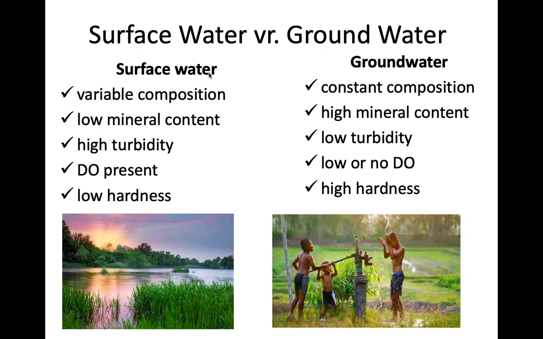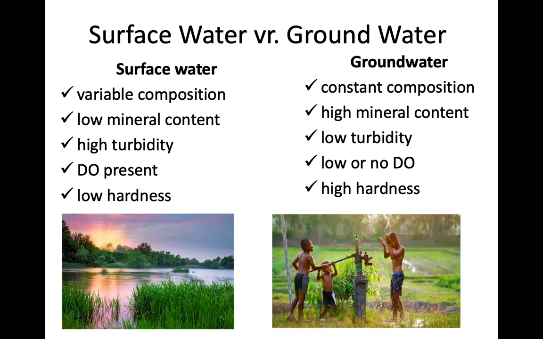In terms of comparison, we say surface water has a composition that is very variable, probably because it is on the surface of the earth, whereas groundwater has a constant composition. Now, in terms of mineral content, groundwater has high mineral content compared to surface water. But in terms of turbidity, the turbidity of groundwater is low because it hides under the belly of the earth, whereas surface water, because it's exposed, is usually turbid.